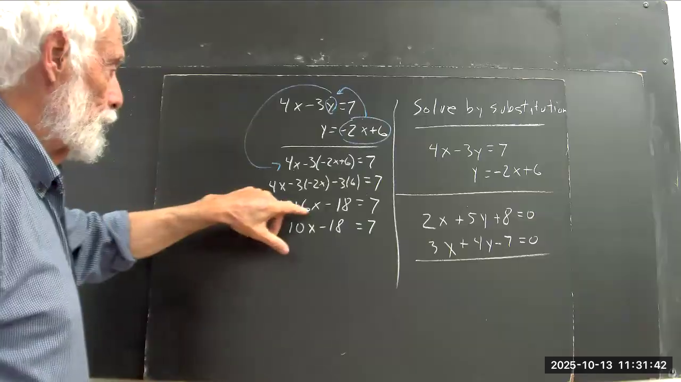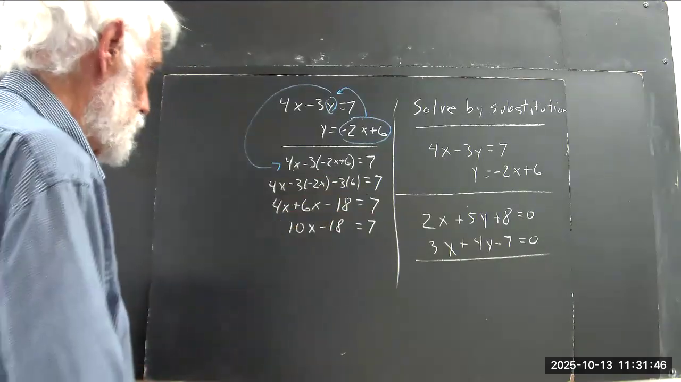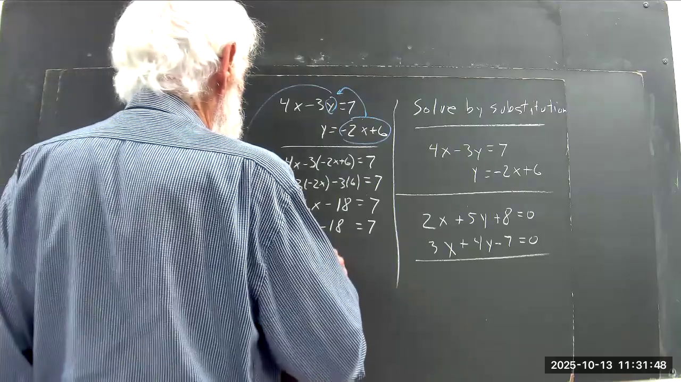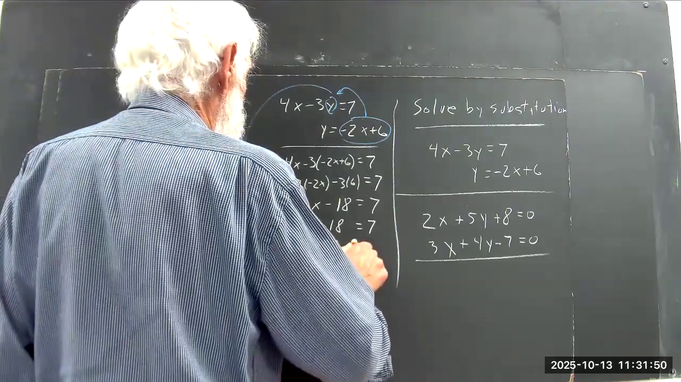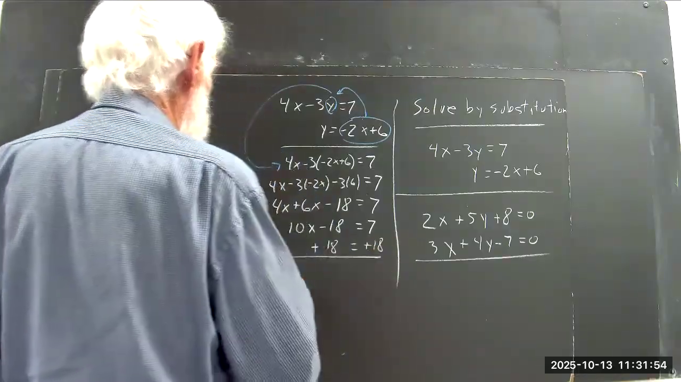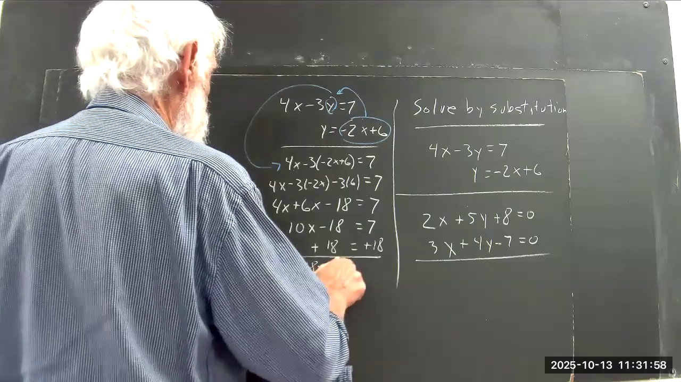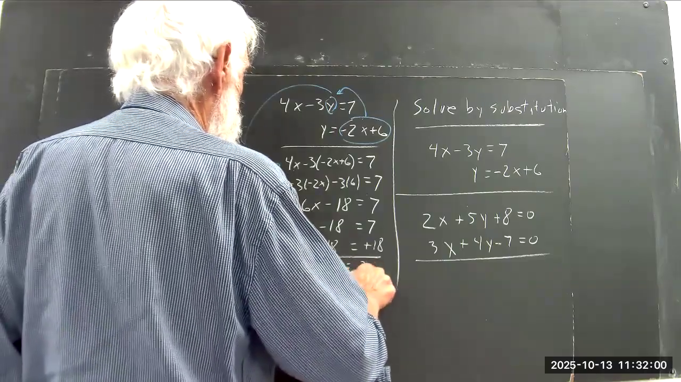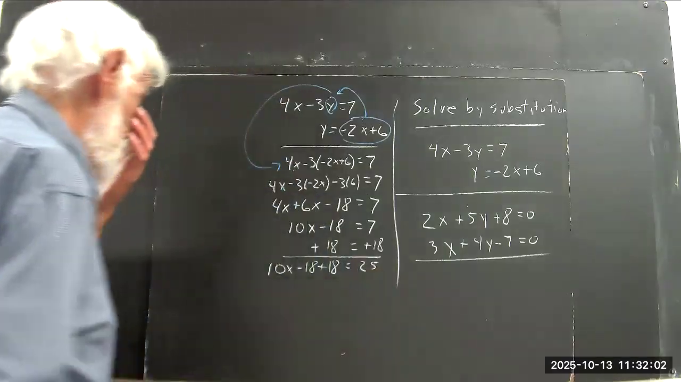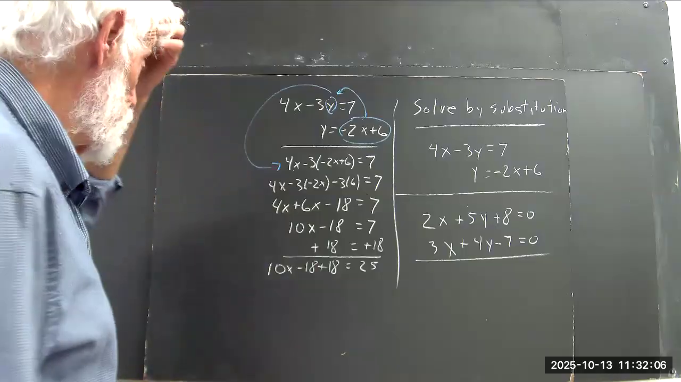But anyhow, 4x and 6x is 10x, negative 18 is negative 18, 7 is 7. Then if you like, you write plus 18 equals plus 18. And then you write 10x minus 18 plus 18 equals 25. Now, minus 18 plus 18 is 0.